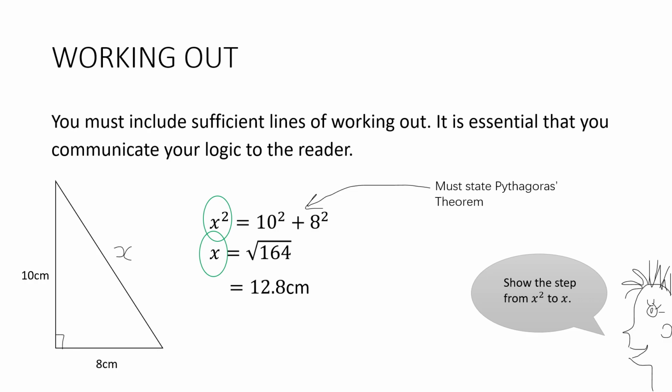The other thing I want to say is this is really important, and a lot of students get this wrong. They leave this x out, or they continue to call it x squared. So just be mindful of that. As soon as we do the square root, we've got to write x, not x squared.